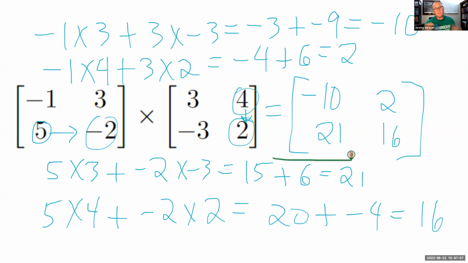So hopefully this was helpful to give you a sense of how to multiply two matrices together and how we move and operate to find the numbers that go in the proper locations of the answer matrix. All right, have fun practicing this, and we'll catch you next time.